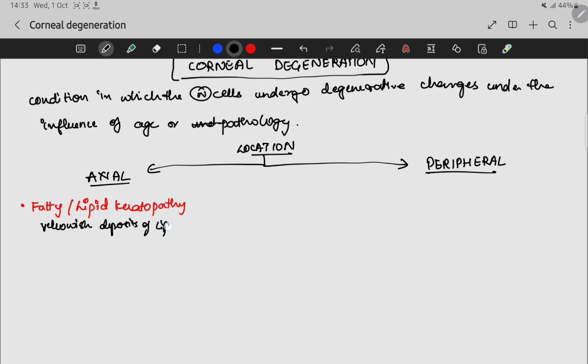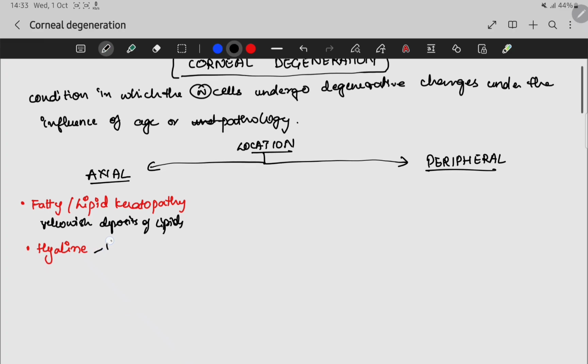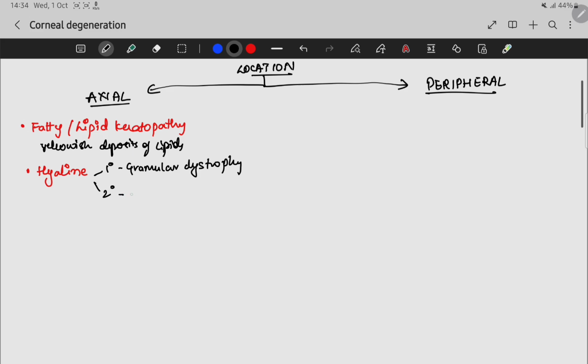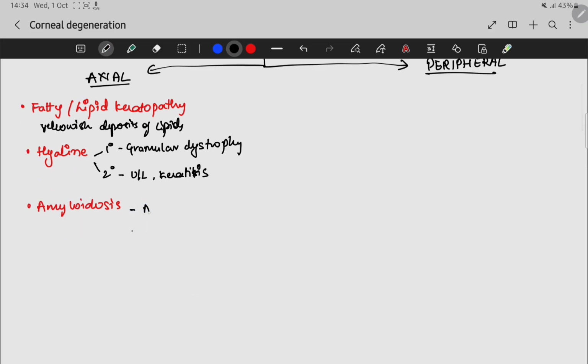Then we have hyaline deposits. They can be either primary, which occurs due to corneal diseases like granular dystrophy, and secondary deposits, which occur unilaterally and are associated with keratitis. Then we have amyloid deposits, which are seen in amyloidosis. This is an amorphous material which is deposited in the cornea.